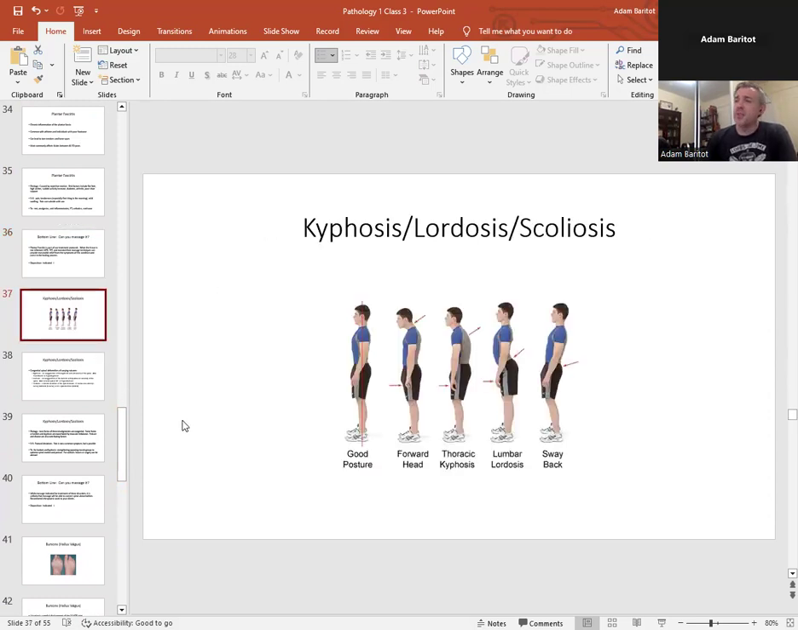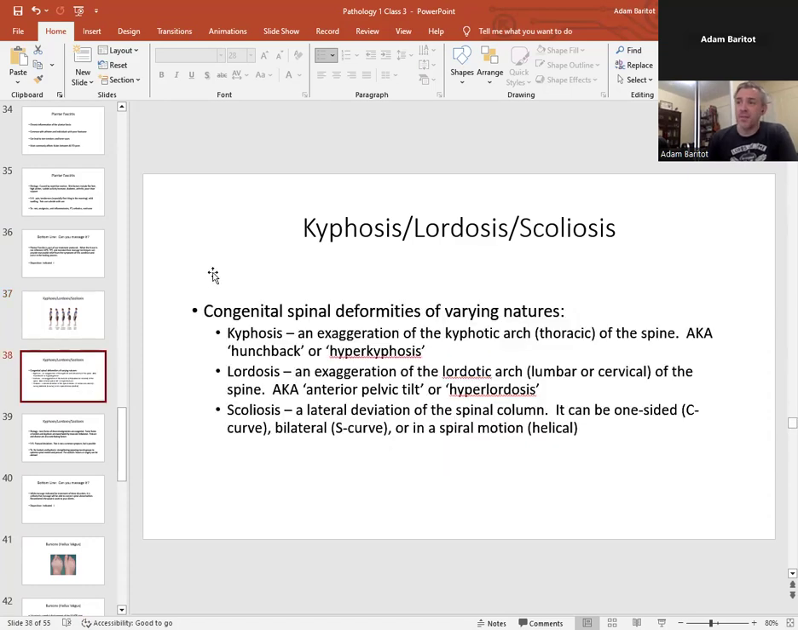The next series of conditions are related to spinal deformations, some of which are common, some of which are acquired later in life, and some of which are genetic. We're looking at kyphosis, lordosis, and scoliosis. These are congenital spinal deformations of varying natures.